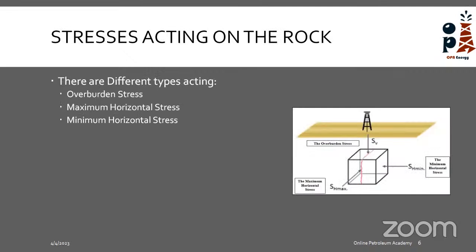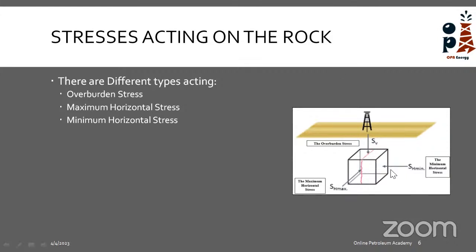Okay, the rock is down deep in your drilling section, or the rock you're drilling, or producing from the reservoir. There are three stresses acting on it: the overburden stress, the maximum horizontal stress, and the minimum horizontal stress. Let us illustrate what the overburden stress is. Overburden stress is a stress that is evolved due to the weight of the layers above.